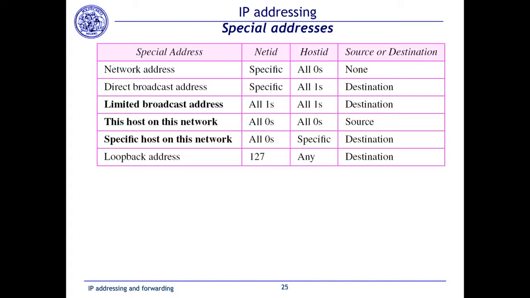Then we have the network address. That is another reserved address, because when you specify a net ID and you set all the host ID to zeros, that is the network. It's not used in practice as a destination, but it's used to identify the network, and it is used in the routing tables.